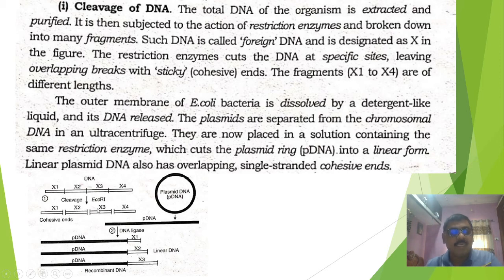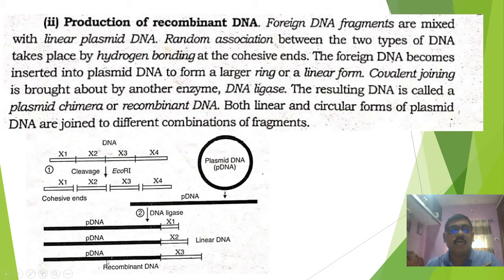After that, we are mixing all these fragments with this plasmid DNA, and each and every plasmid will combine with X1, X2 and X3 likewise. And after that, what you will get is the recombinant DNA molecule. The foreign DNA fragments are mixed with a linear plasmid DNA.